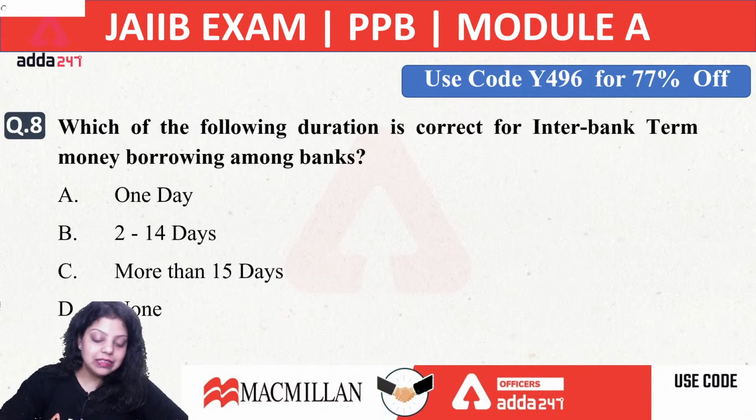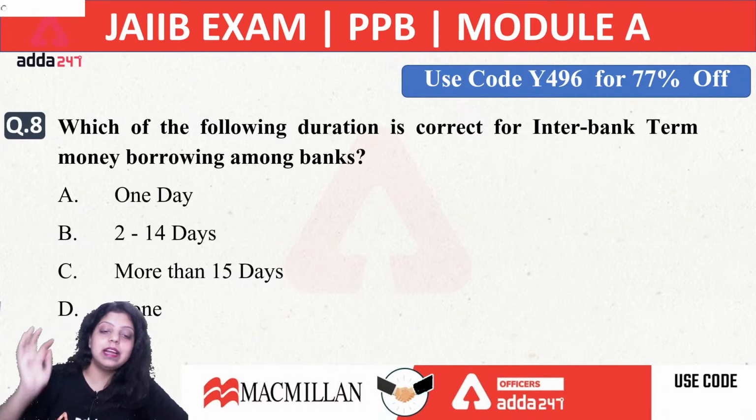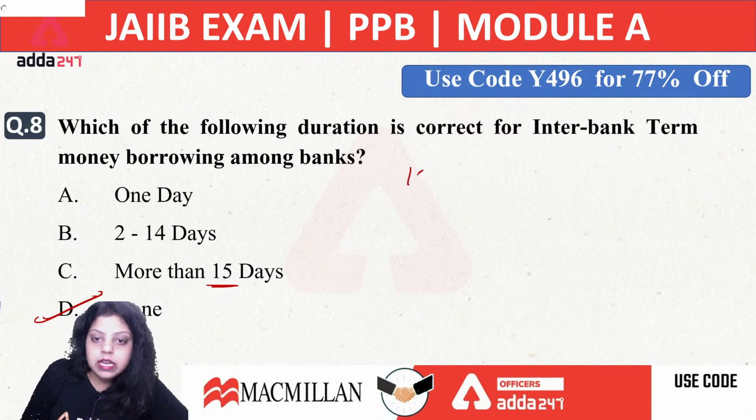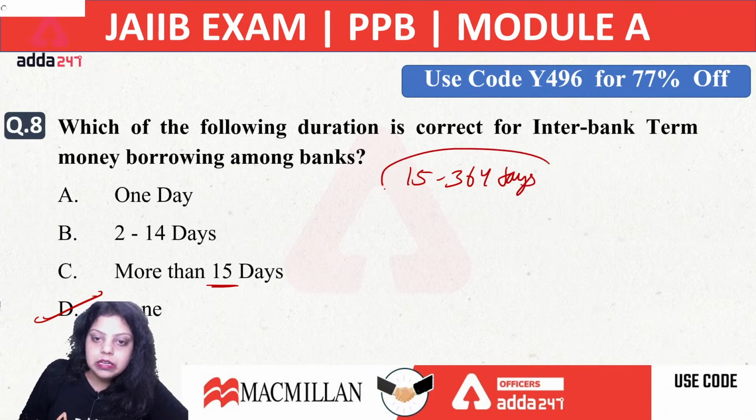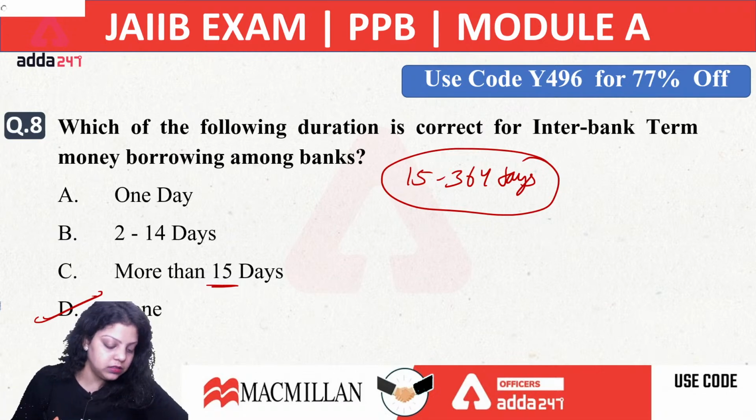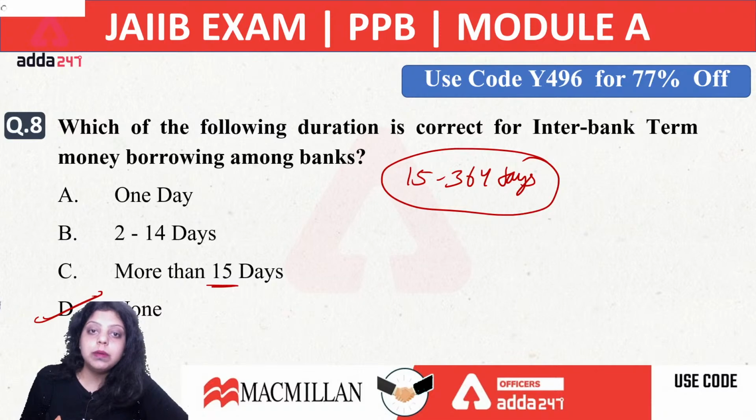None of you has given the right answer till now. The right answer is none of the above, so D is the correct option. Not more than 15 days, but more than 14 days is the duration of term money. 15 to 364 days is the duration for term money. What is written here? More than 50 days, not more than 15 days. More than 14 days would be the right answer, so the option here is none of the above.